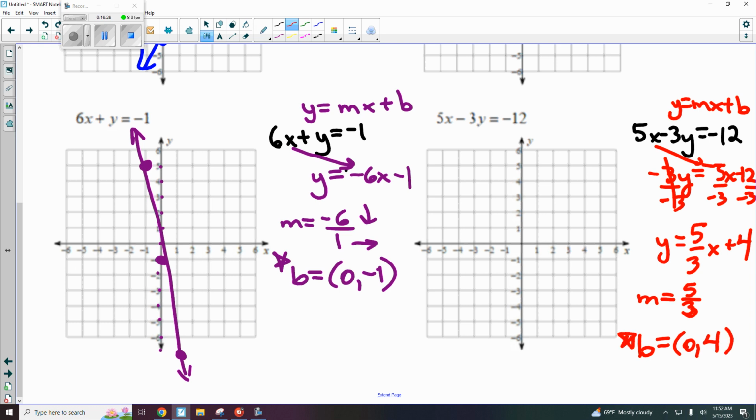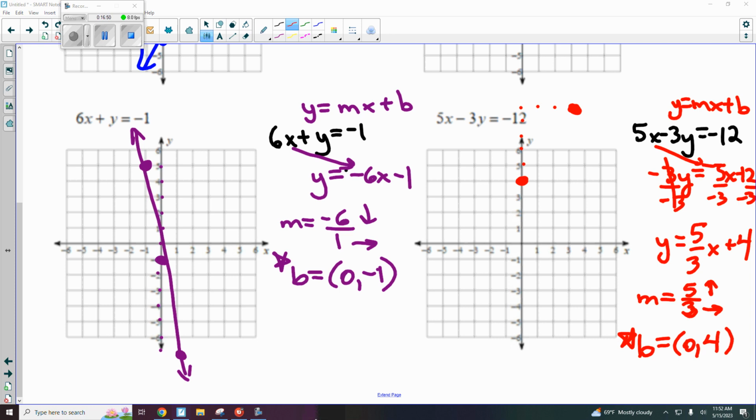Once again, we're going to begin with b. So b sends me to 0, then up 4. And now once again, our slope is positive, so it goes up 5 and then right 3. But if you notice, if I go up 5, it goes 1, 2, 3, 4, 5, and then over 3, 1, 2, 3. It puts me off the graph paper.